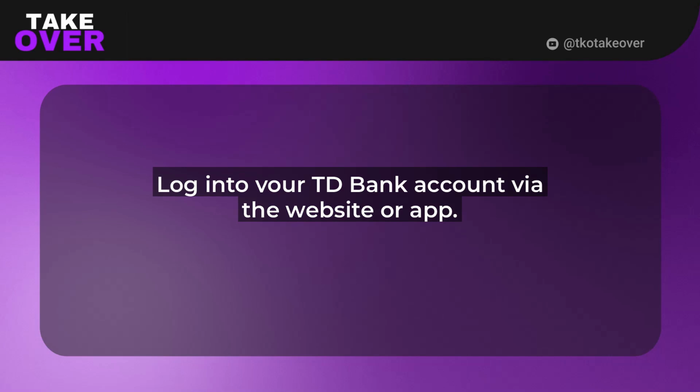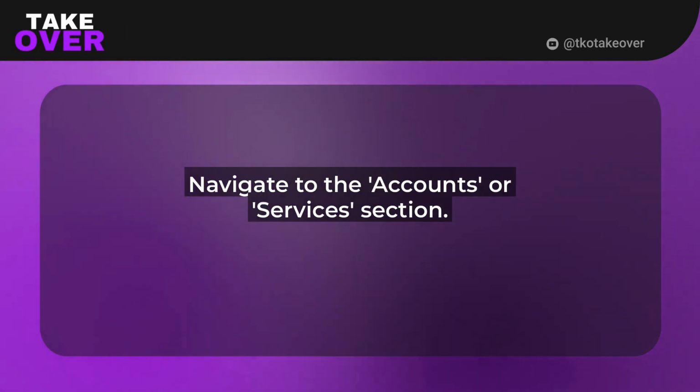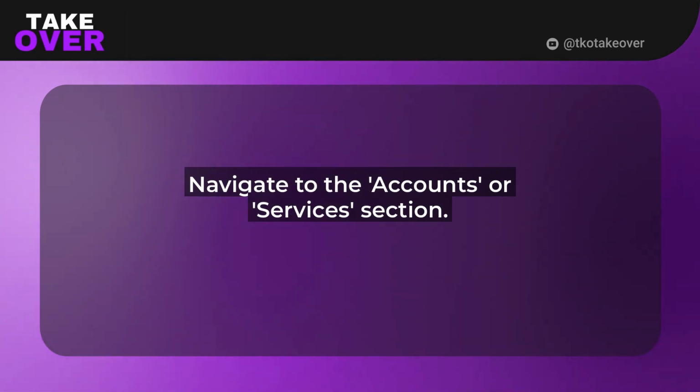First things first, make sure you're logged into your TD Bank account. Head over to the TD Bank website or open their mobile app. It's secure and user-friendly. Once you're in, navigate to the Accounts or Services section. Look for your debit card details. That's usually under Manage Cards or something similar. If you're on the app, it might be in the main menu, easy peasy.